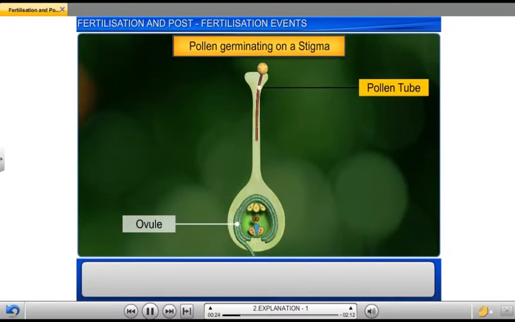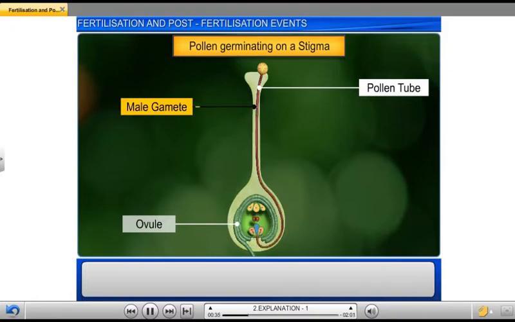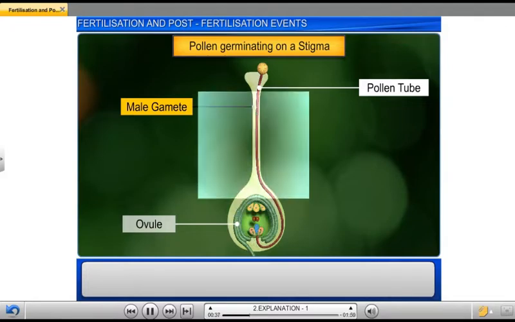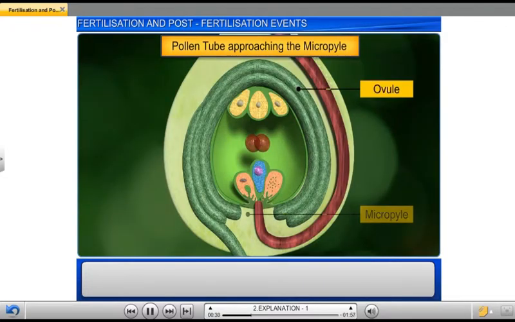The pollen tube, containing the two male gametes, then secretes hydrolytic enzymes which help the pollen tube to digest the tissues of the style as it travels down to enter the ovule through the micropyle, a minute opening in the ovule.